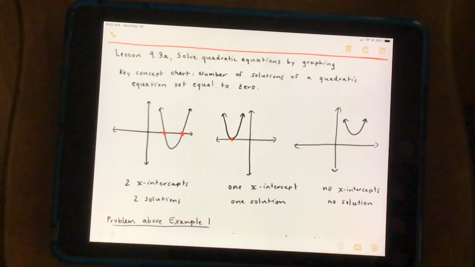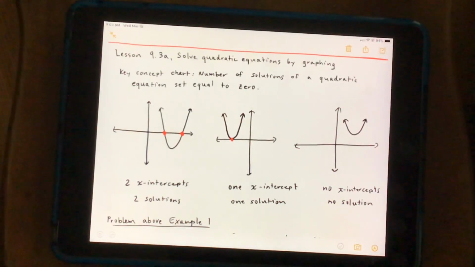So we're going to start with a key concept chart, which you'll see here on the screen. We're going to take a look at the charts to understand how many solutions we will see on our graphs. So we're going to be graphing our quadratic equations set equal to y.